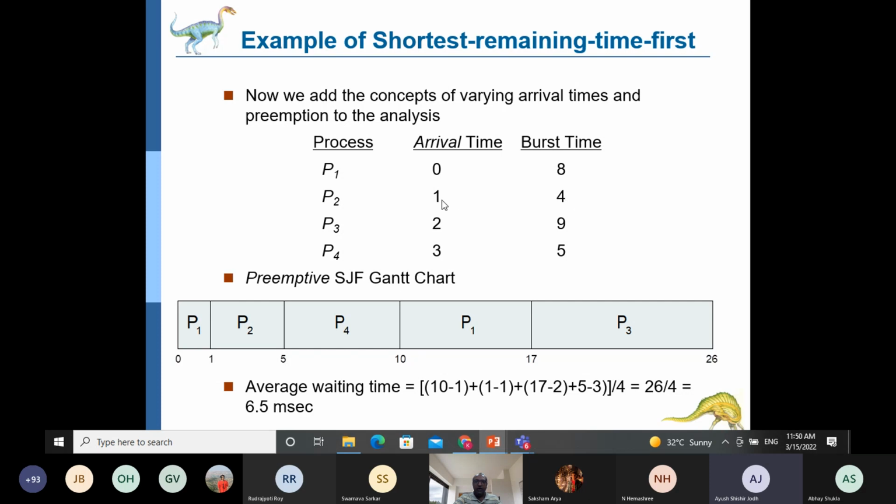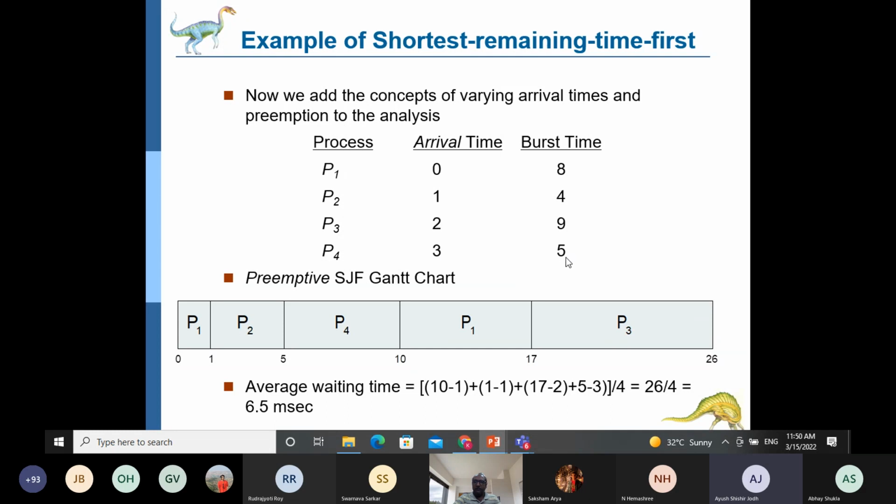P2 execution is going on. At time instant 2, P3 has arrived, but its duration is 9, and P1's duration is 7. So out of these three, P2 is the shortest job, and P2 will continue. Then at time instant 3, P4 has joined.